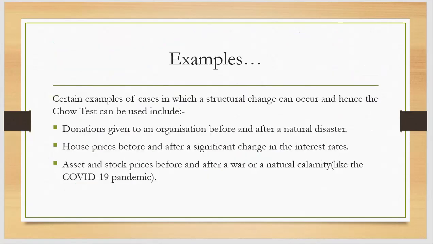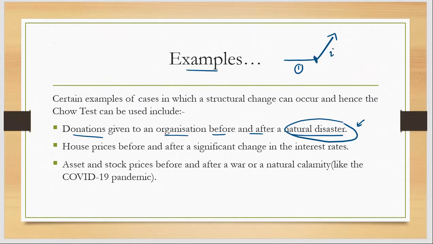Now let us go into some specific examples where we can see the structural break. For example, donations given to an organization before and after a natural disaster. Here the natural disaster will act as a shock, basically an external shock. Suppose the donation was very low initially. After the natural disaster, the amount of donations completely spiked, right? It has increased significantly. If this is the case, then you need to have two different regression equations to model this scenario. I hope you can understand this clearly.